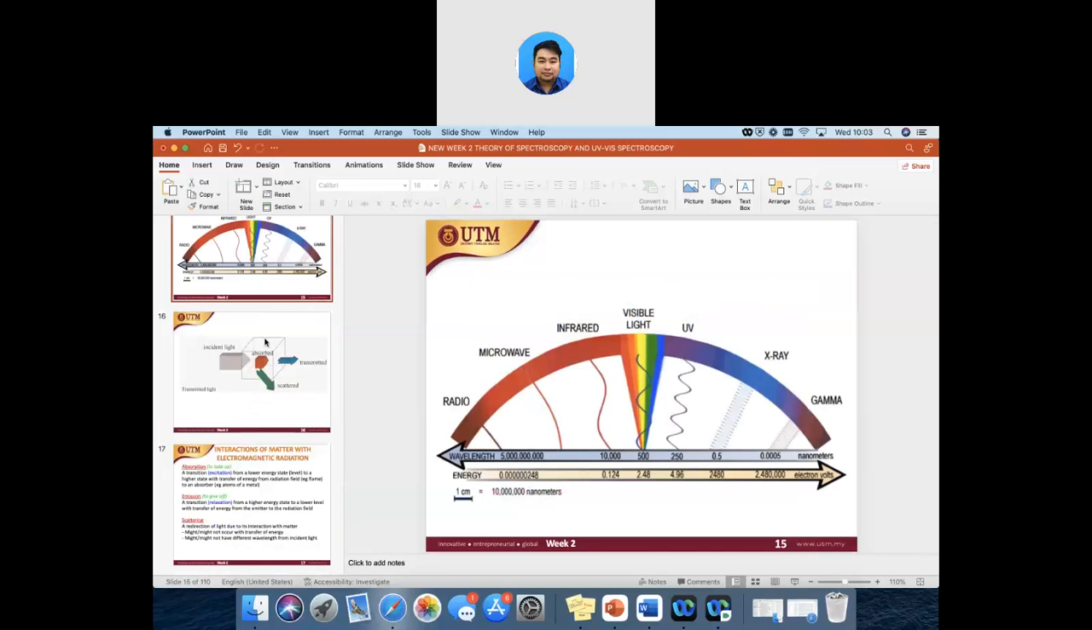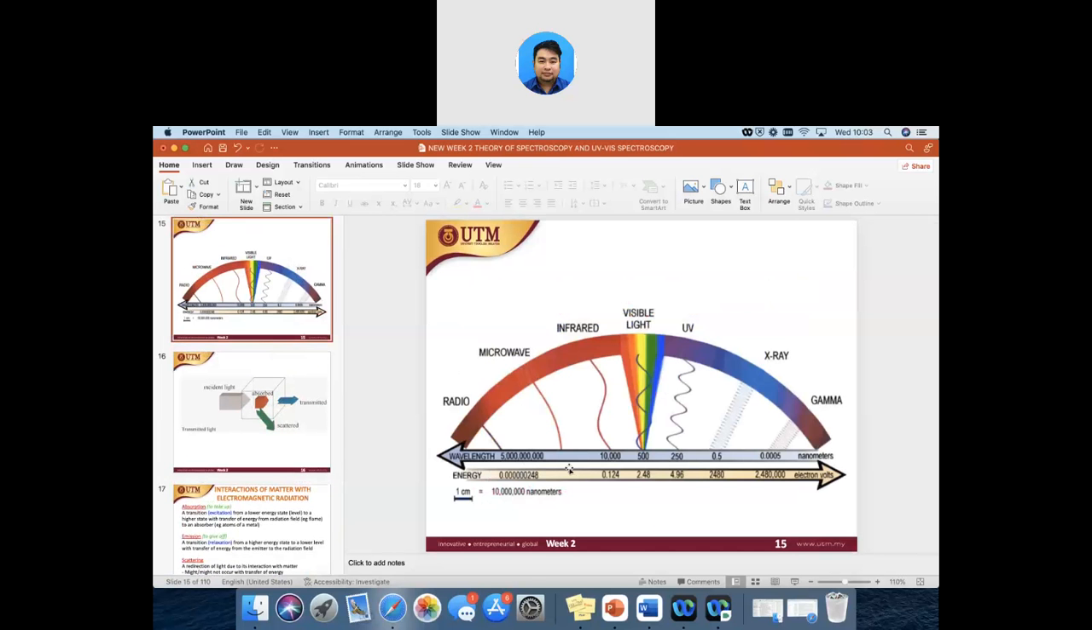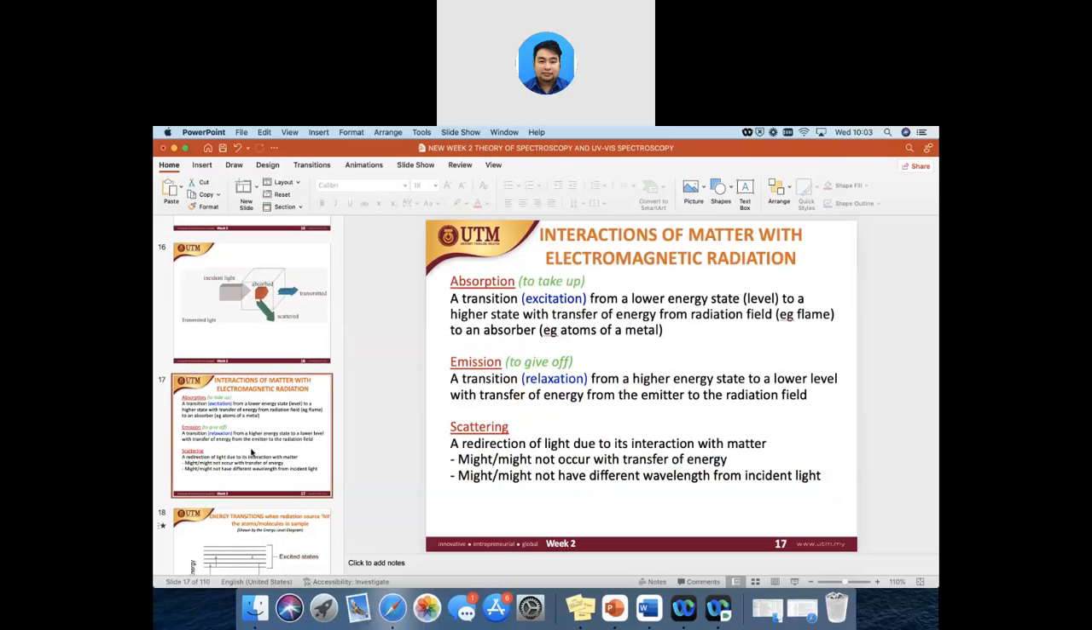This is an example as well. You can see that the wavelength is much higher, and the energy is much lower.